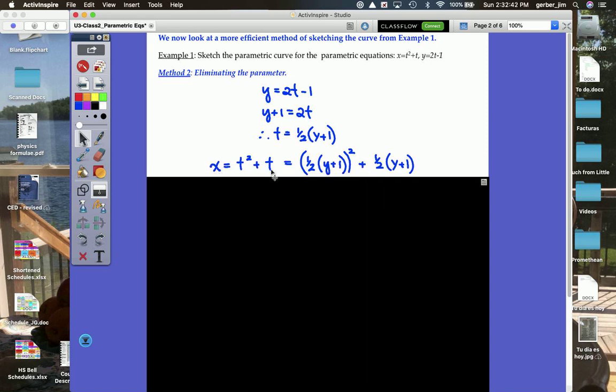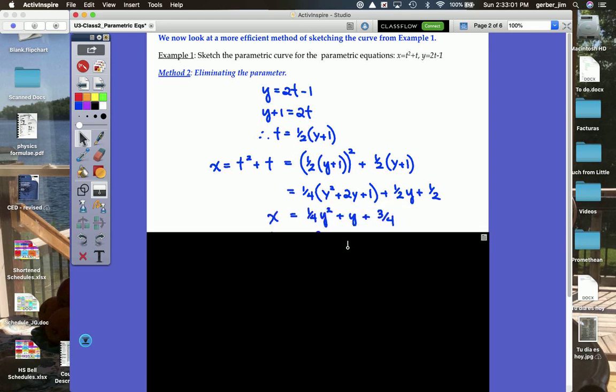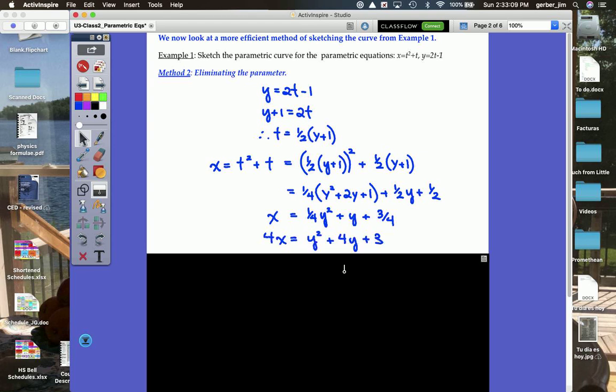So instead of x equals t squared plus t, I now have x equals this t value, a half y plus 1 squared, plus a half y plus 1. And if I do a little work with that, I expand it, and I get that. I multiply the 1/4 through the brackets. I get that. And now I recognize, well, I might quadruple both sides to get rid of these fractions. And I look at that and I recognize that that is the equation of a horizontally oriented parabola, something that we dealt with in our study of conic sections.